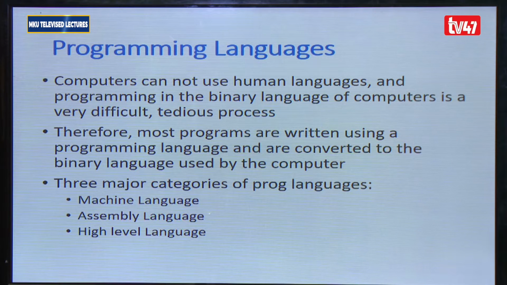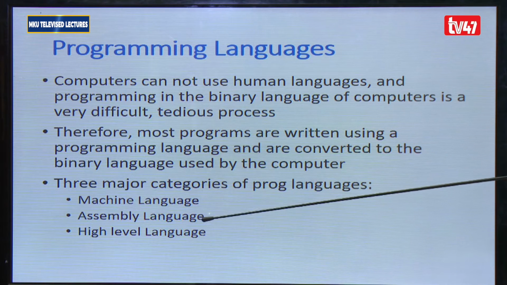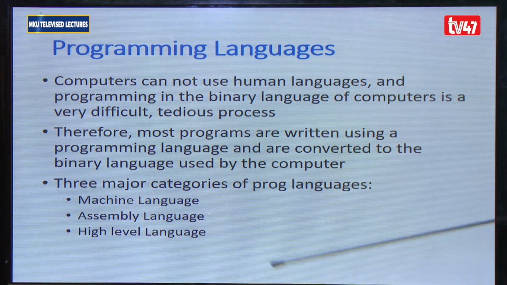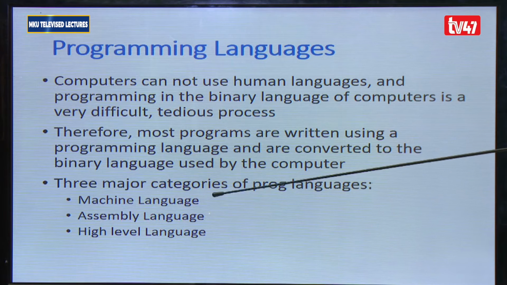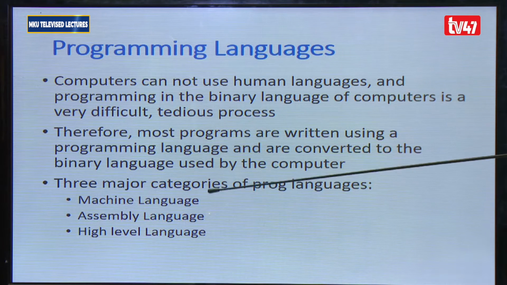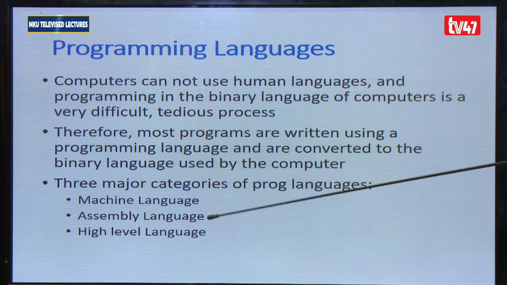Let's focus on this particular area, which is programming languages. For a programmer, somebody who writes instructions, he or she must be able to use one of these three languages: either machine language, which is zeros and ones, assembly language, or high-level languages. These are levels, which are either low-level programming or high-level programming.